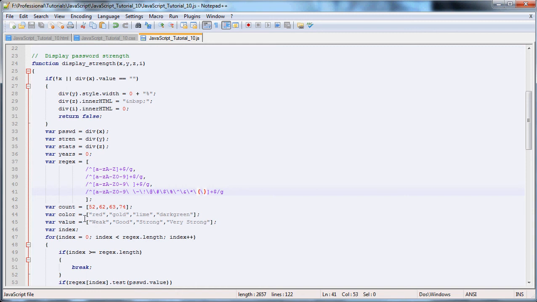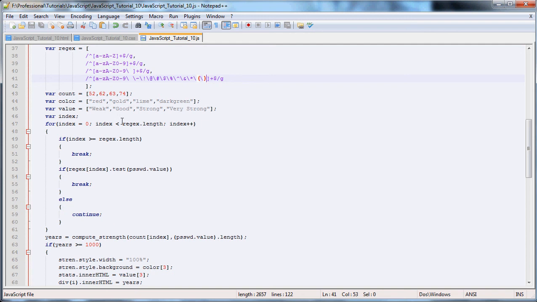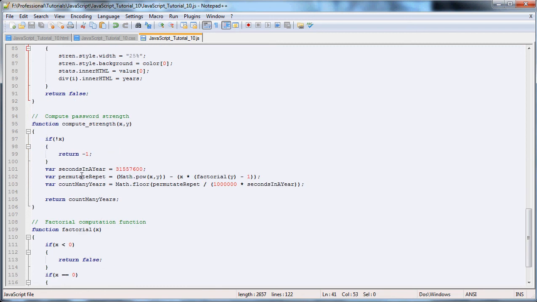And then here you can adjust the colors: red, gold, lime, dark green. Values: weak, good, strong, very strong. Okay, so once the user starts typing, the function goes through each character to find out which group of characters it's matching. If it sees that it's all that, then it sends this number. It's going to grab that number from count and send it to compute strength. Compute strength is down here. Compute strength is the function that we had written over here.